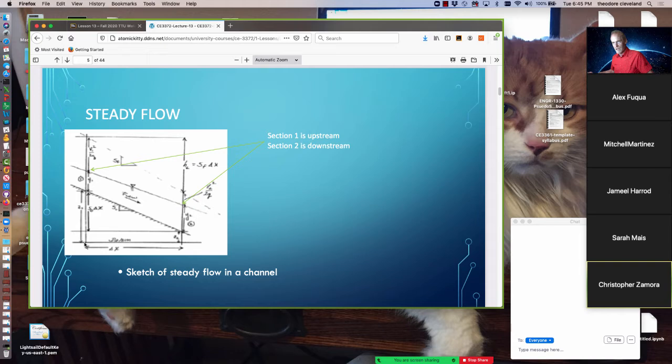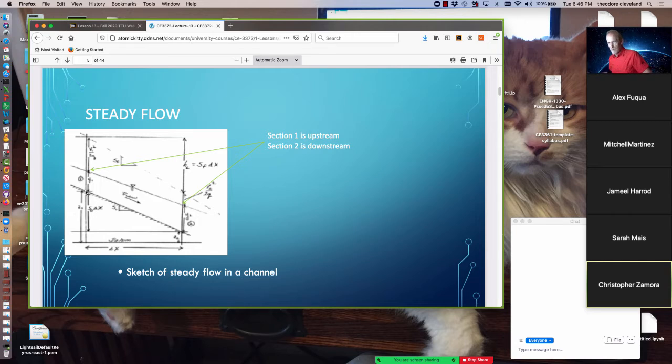If we go to the location where section 1 is, and we measure upwards from the datum to the channel bottom, which is indicated by these hash lines next to the channel bottom line, the elevation of that point in this drawing is labeled as Z1. So the elevation to the bottom of the channel is Z1.